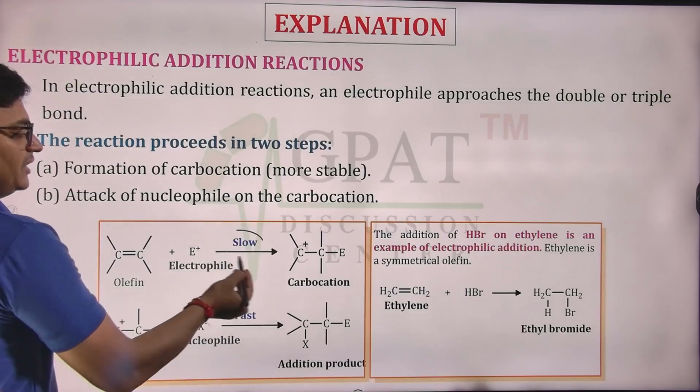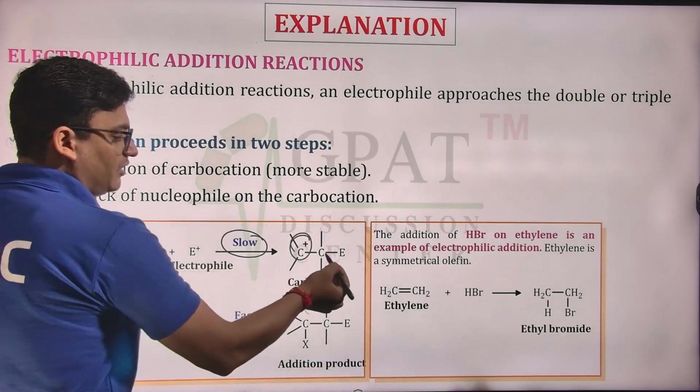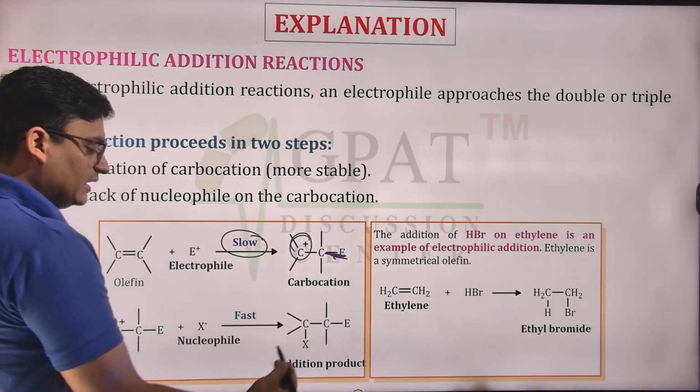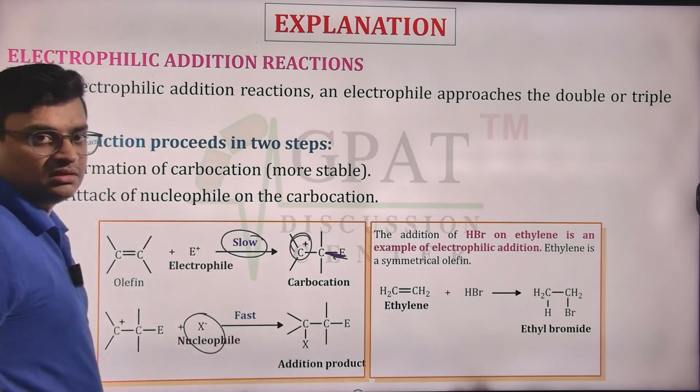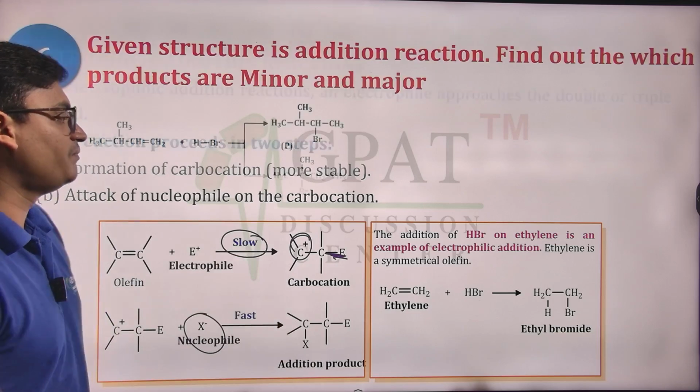So first of all, we will be having the slow step, that is the formation of a carbocation after the addition of the electrophile. Later on, the nucleophile that is left behind will attack that particular carbocation position.